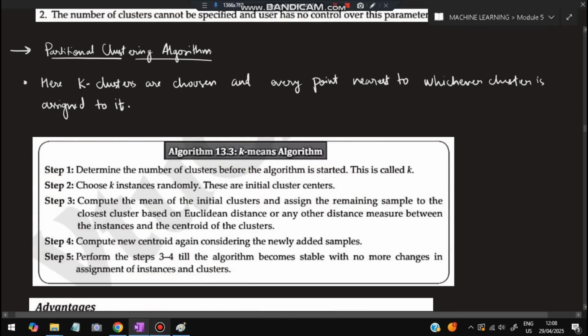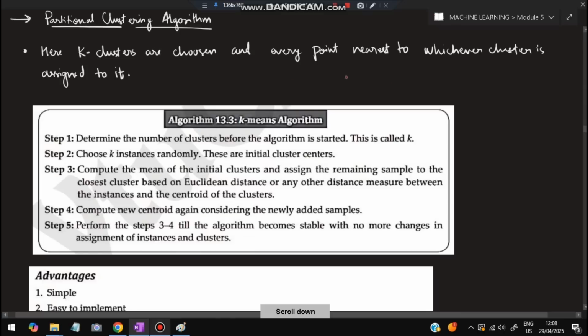Next one is partitional clustering algorithm. The first one we discussed, hierarchical. Next is partitional clustering. It is the reverse. Okay, in the reverse, what will happen? K clusters are chosen, and every point is assigned to the nearest cluster. Okay, so we'll choose some clusters initially. This first cluster, second and third, and in between some points are there. Those points will be assigned to the nearest cluster which they are present to.